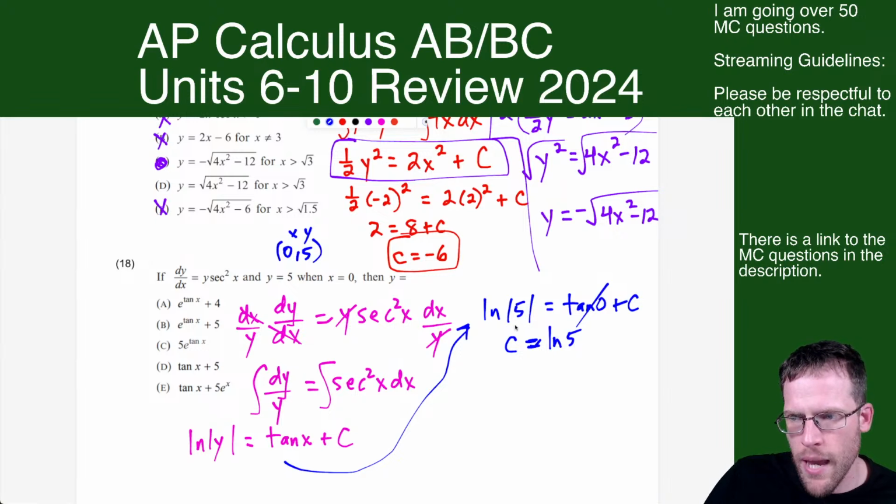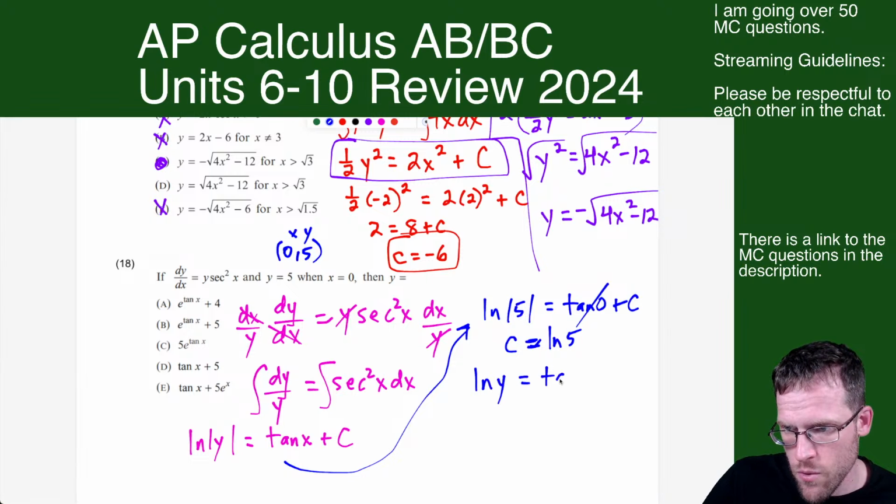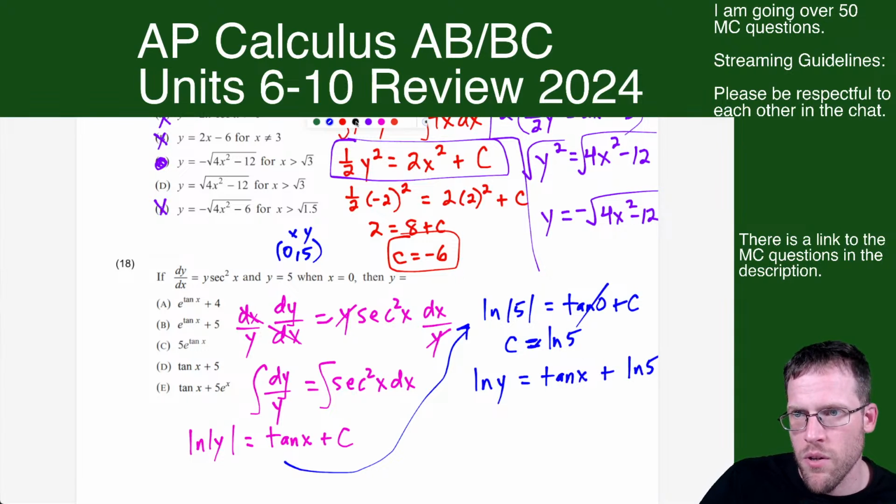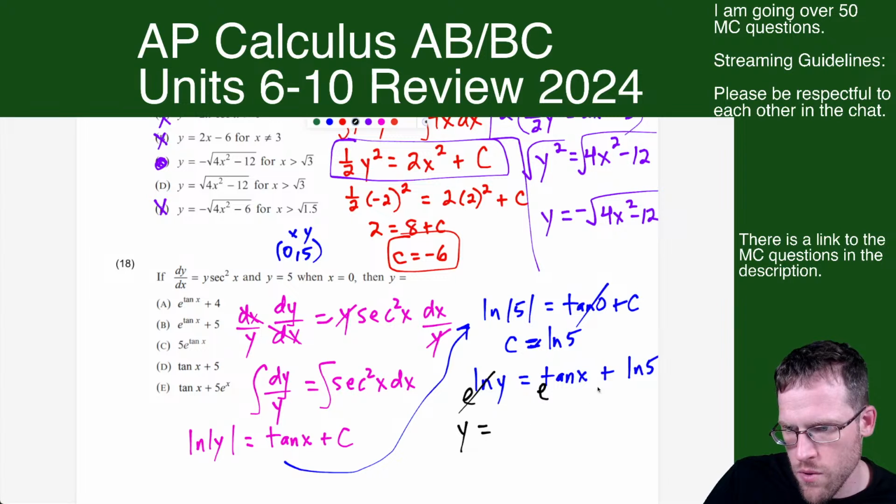Now we say natural log of y equals tangent x plus c, and c is ln 5. And now watch what happens. People go, all right, solve for y. So they exponentiate both sides, and then they're like, y equals, cool. Then they're like, oh no, my answer's not there. Math is not fair. I don't like math.